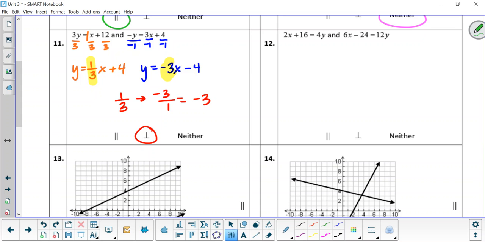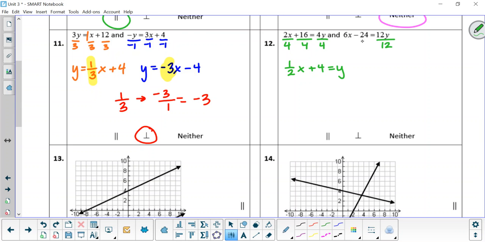Okay, with number 12, again, same thing, y is not by itself here. So we're going to start by dividing everybody by 4. So this becomes 1/2 x plus 4 equals y.